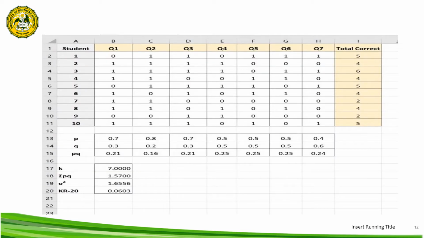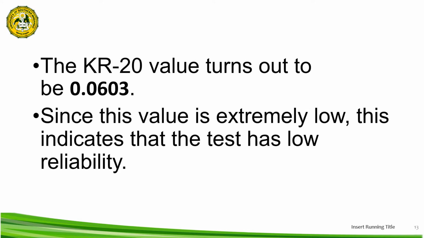You can see here that the K is 7, and the sum of PQ is 1.57 and the variance is 1.6556. KR20 is equal to 0.063. So the KR20 value turns out to be 0.0603. Since this value is extremely low, this indicates that the test has low reliability. So this means the questions may need to be rewritten or rephrased as I've said earlier.